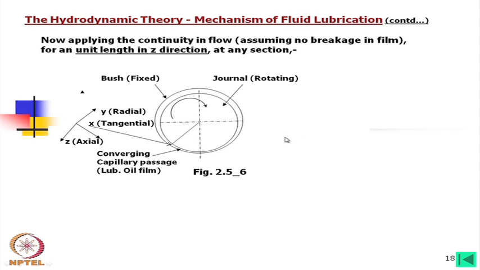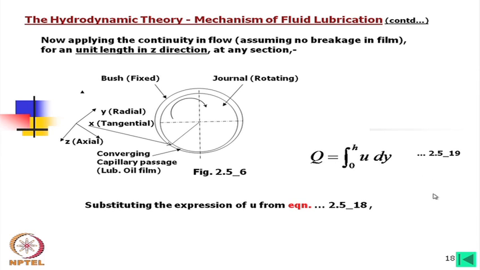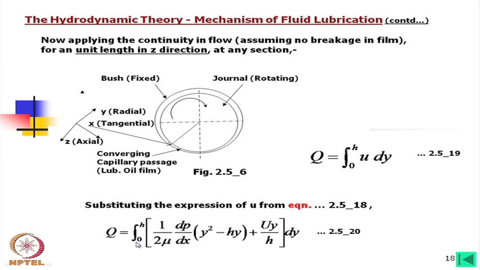We will see that later, but let us see what we find now in this case: q is equal to the integral of u dy. Now, why have we written this equation in this form, not in the cylindrical form? Because although this capillary passage is circular, we have considered it as if it is a flat one, a developed capillary passage. The same equation will hold good. Substituting the expression of u from equation 2.518, we get q is equal to the integral from 0 to h of 1 by 2 mu dp by dx (y square minus h y) plus u y by h, dy.